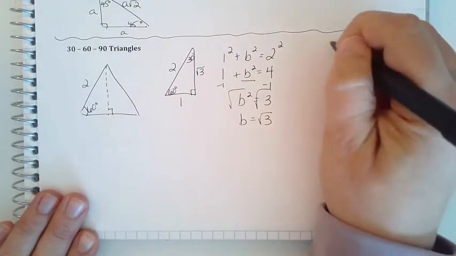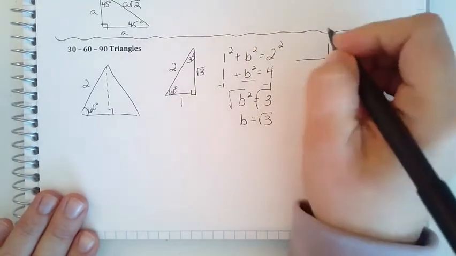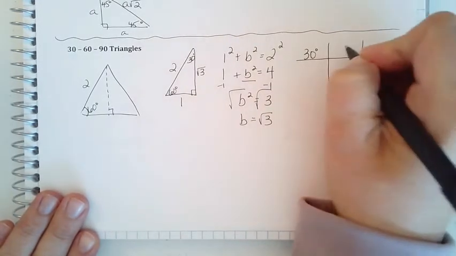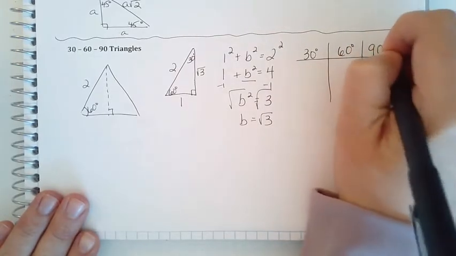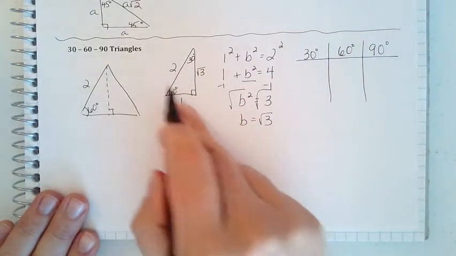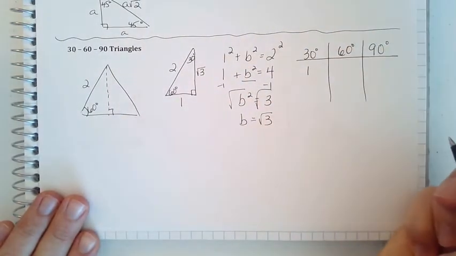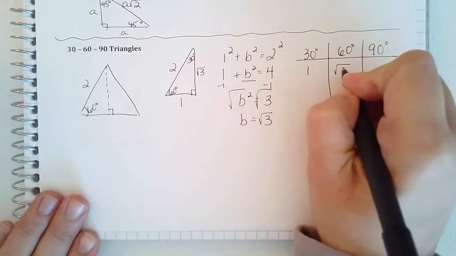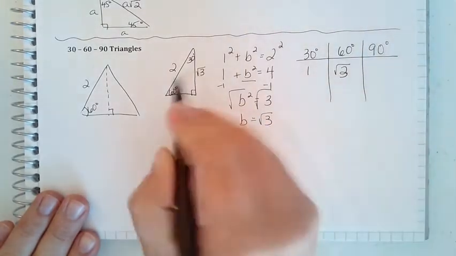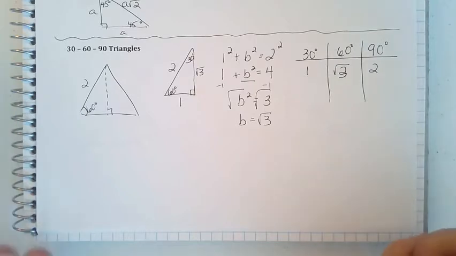So if I create a similar chart from up above, if I look opposite my 30-degree angle, opposite my 60-degree angle, and opposite my 90-degree angle, let's look at what we have. Opposite my 30-degree angle, I had a side length of 1. Opposite my 60-degree angle, I had a side length of root 3. And opposite my 90-degree angle, I had a side length of root 2.